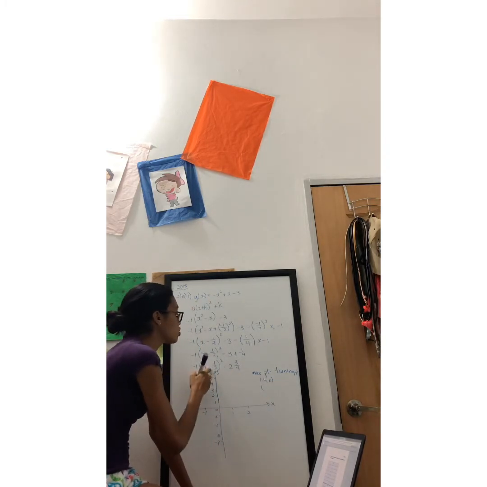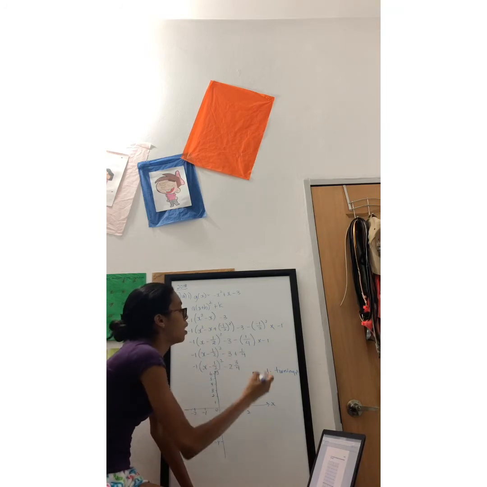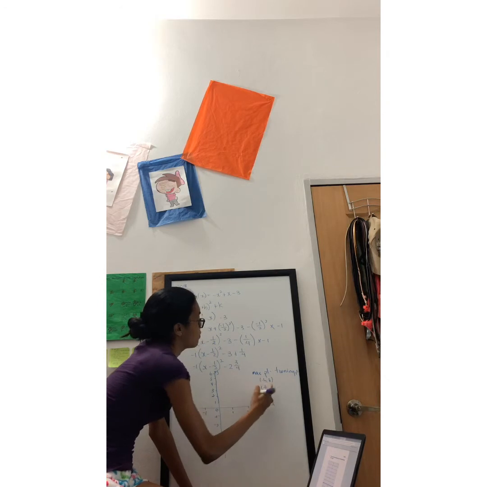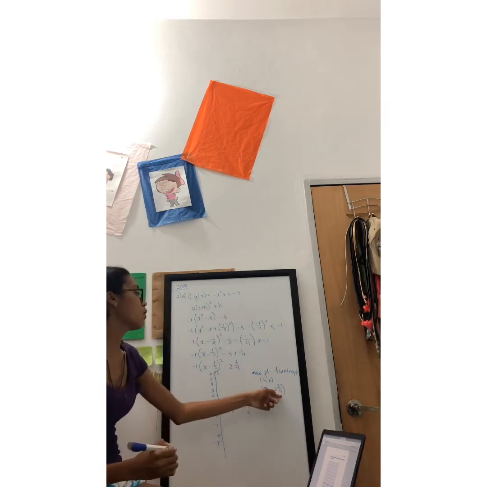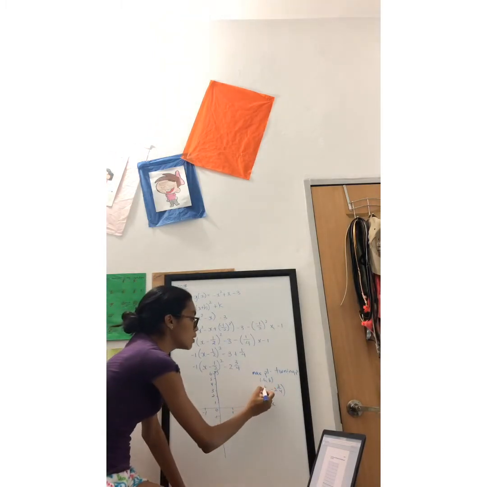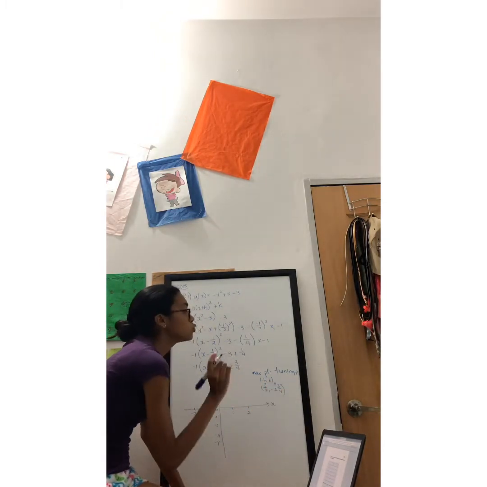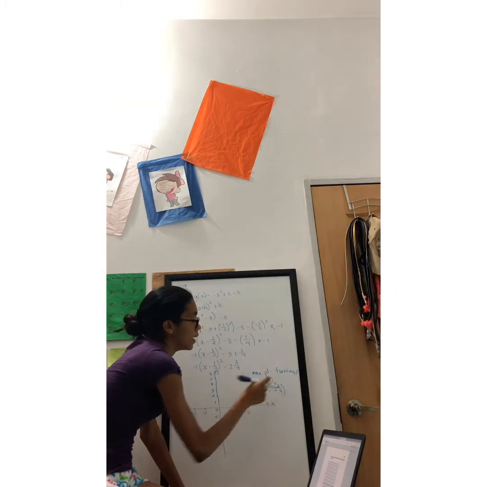which is -h, k. Maximum because the coefficient again is negative. So our h value is actually -1/2. So -h would be -1/2, which would actually be +1/2. And our k value is -2 3/4. So this here is our maximum point, right? So this is our x again, this is our y. Do not mix it up and put y and then x, right?